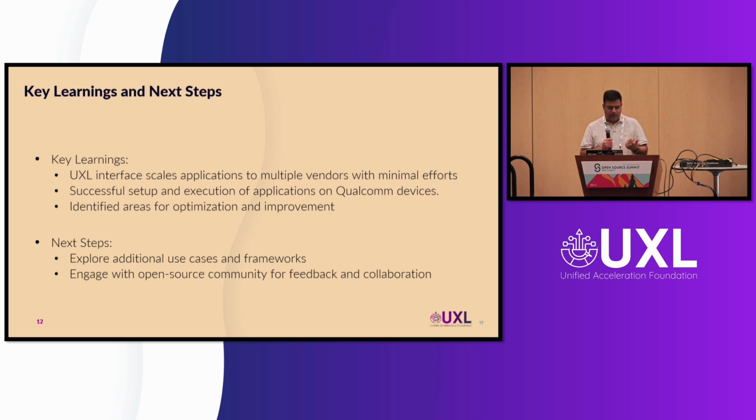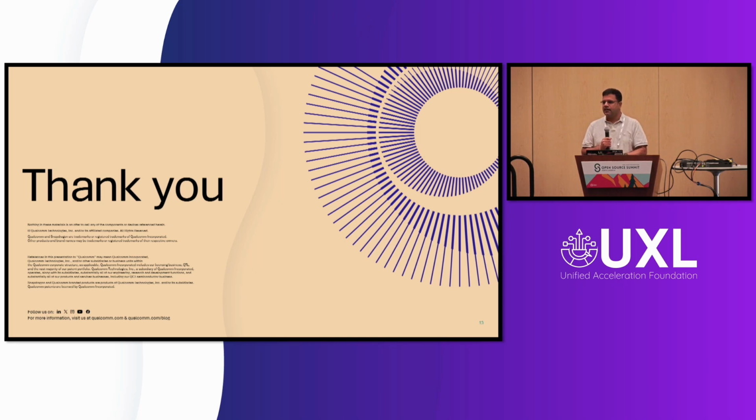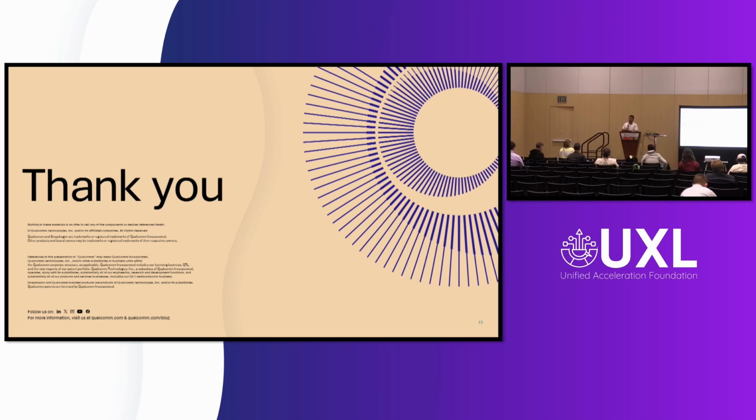So we have identified some areas for optimization, and we continue to improve. So the next step for us is to explore new use cases, and we want to expand to different IPs. And that's where we are working with the UXL team to make sure the standardized spec is delivered for all 3 IPs or more than 3 IPs for heterogeneous compute. I think with that, that was the case study project update. Any questions?